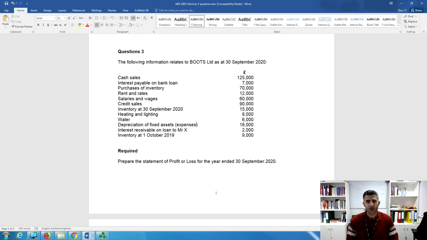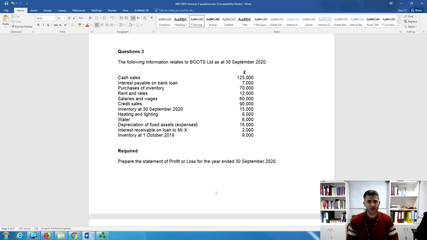Okay, so if you remember, you need to do the workings first. Once you've done the workings, then you need to prepare the statement. It just makes your life easier to do the workings first. So when you look at this question, we need to start with working 1, which is the cost of sales, and then move to working 2, which is the expenses, where you need to list all the expenses available in the question. So let's analyze the items.